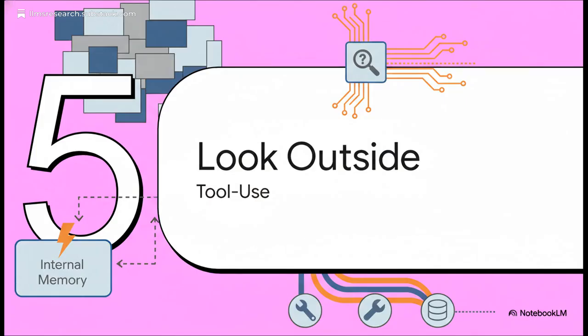Okay, on to our 3rd and final solution. This one basically says, you know what? For some problems, this limitation is so fundamental you can't just solve it by stuffing more memory inside the model. The answer, they argue, is to look outside.